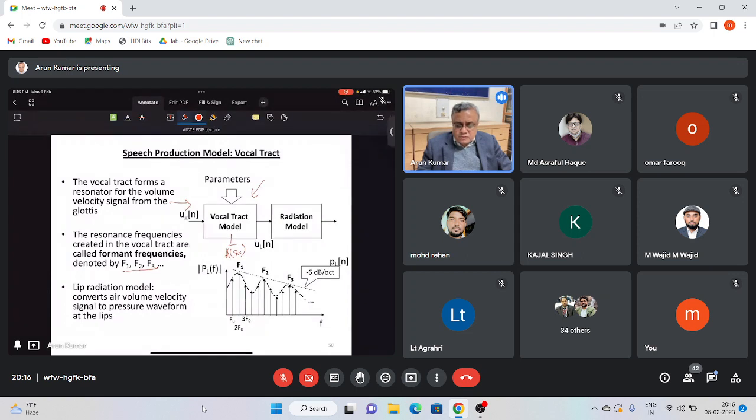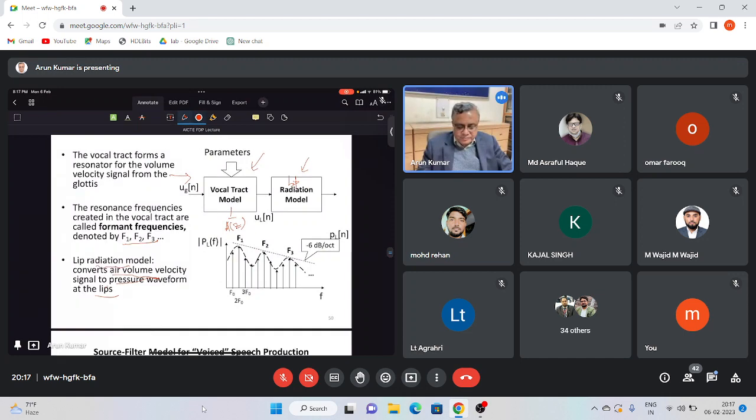Now the output of the vocal tract model is then fed into what is called the lip radiation model, which acts as a high-pass filter, because that is how the volume velocity signal is converted to a pressure signal, which then propagates in the air. So the lip radiation model converts the air volume velocity signal to a pressure waveform at the lips.